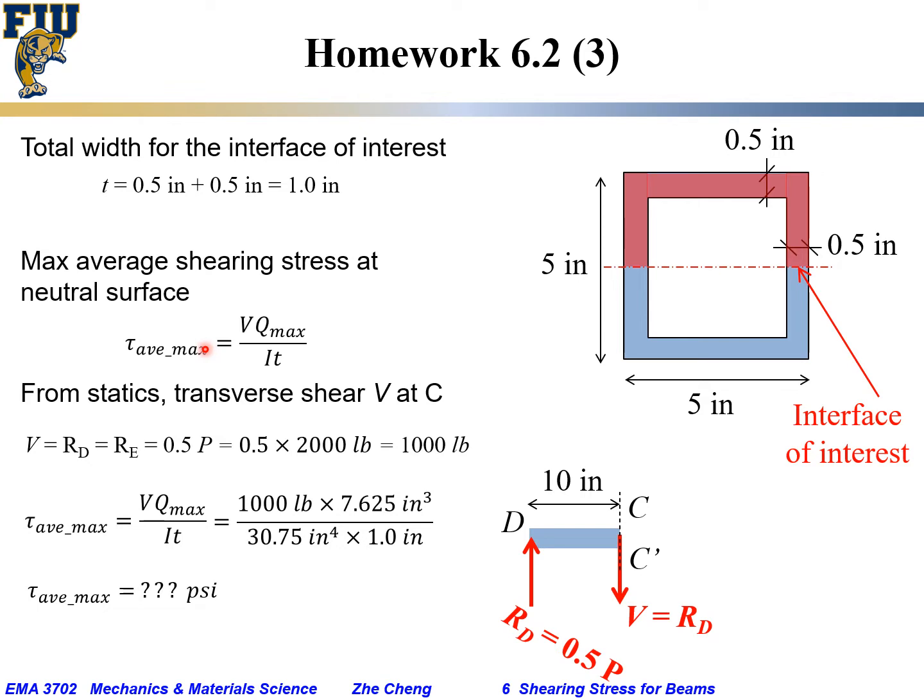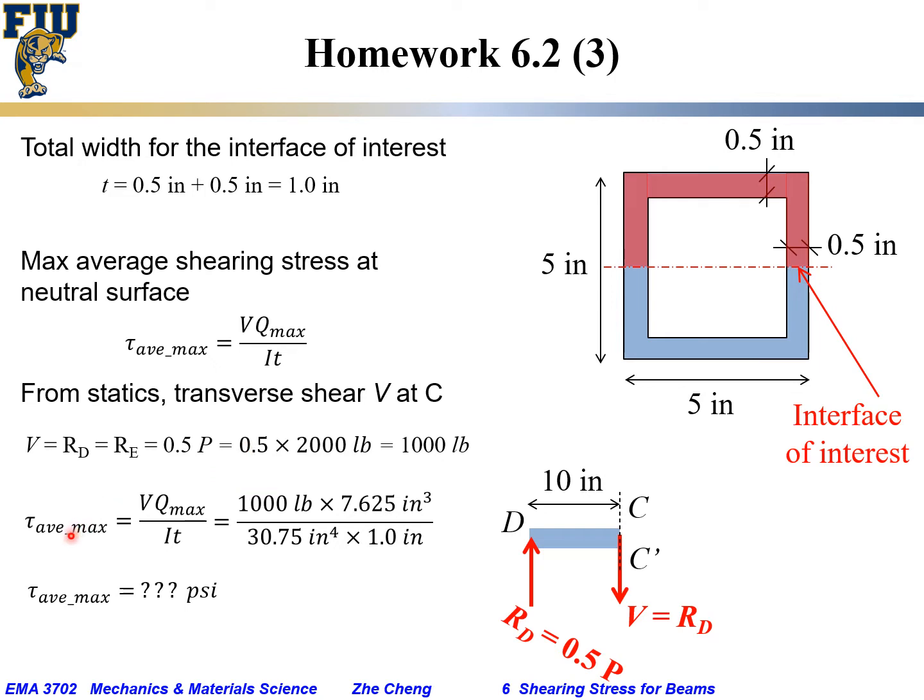And what is our V? From statics, if we have 2,000 pound of force P in the center, because of the symmetry, D left, E right, the shearing force would just be the same as the reaction force at D and E. It will be half of what you applied. It will be 1,000 pound.